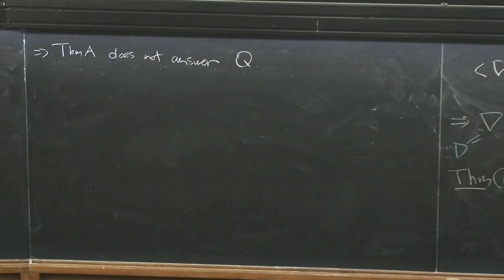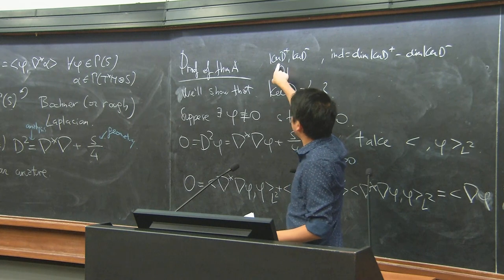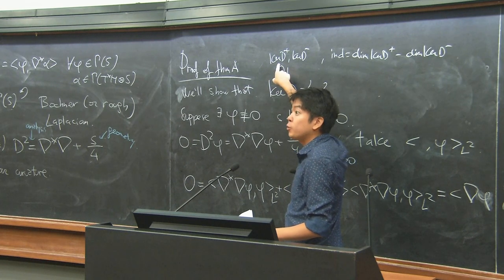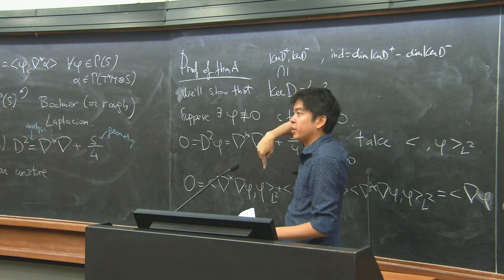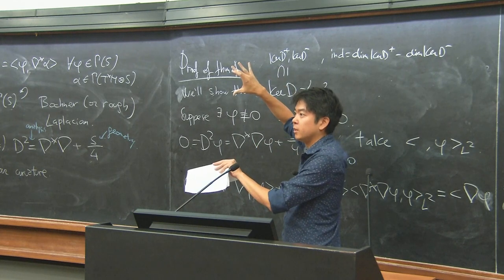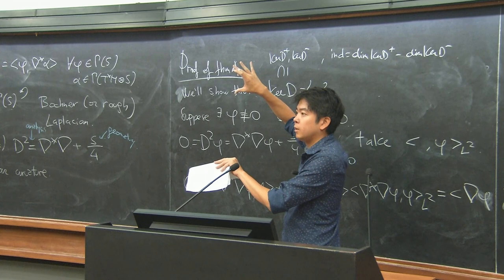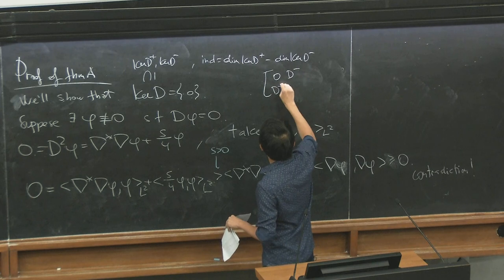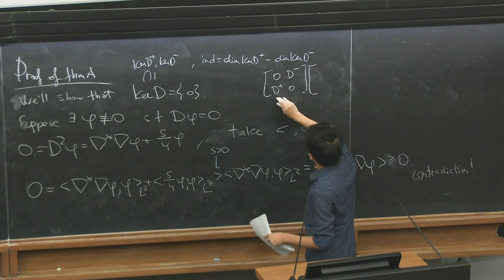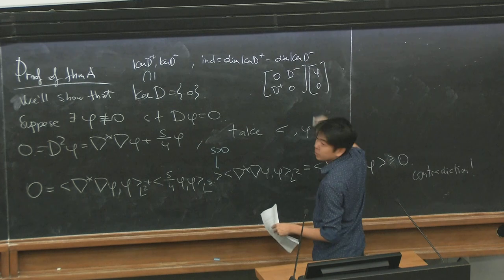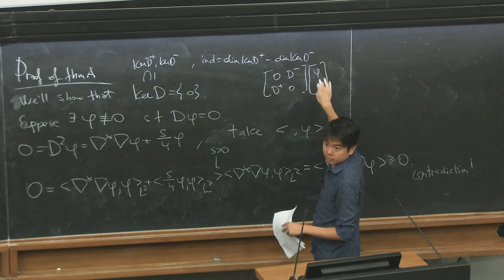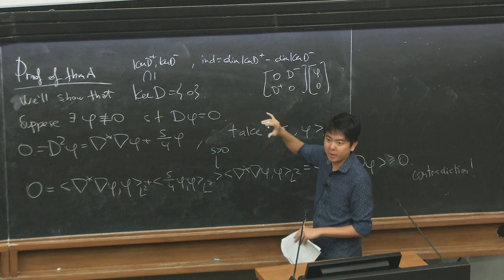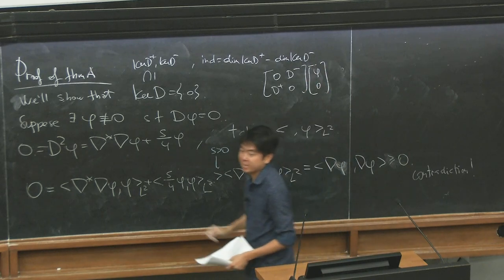The question is, how do you conclude that the kernel of D is zero? If you have an element in the kernel of D^+, that's also in the kernel of D, because it's a block matrix: zero, D^-, D^+, zero. An element in the kernel of D^+ has this shape, and by the definition of the domain, it has to look like this. Yeah, thanks.